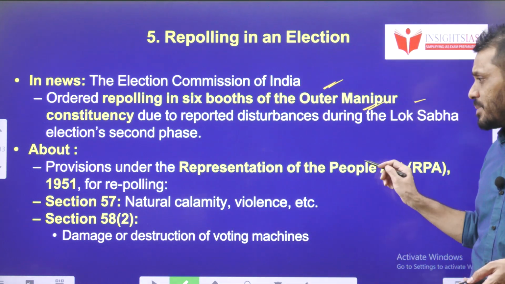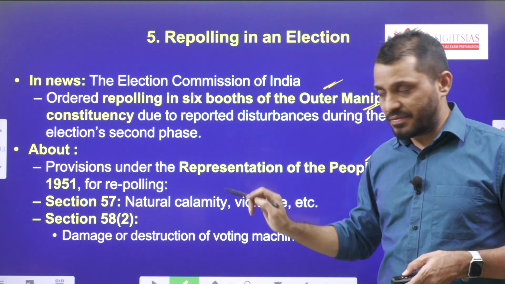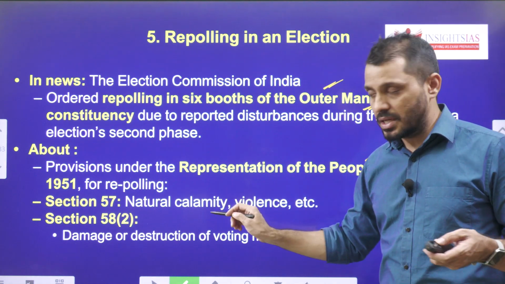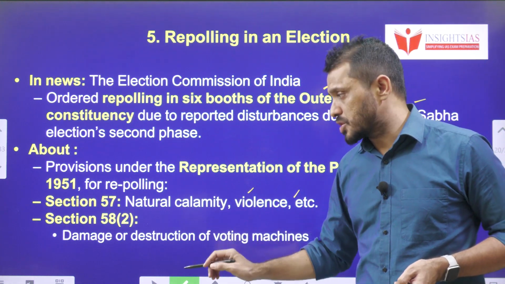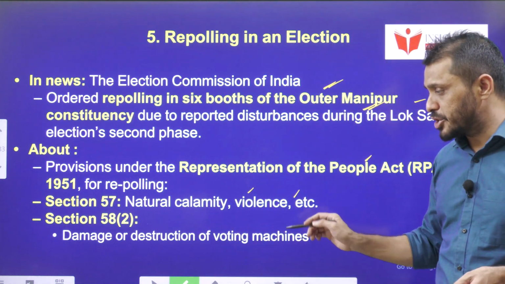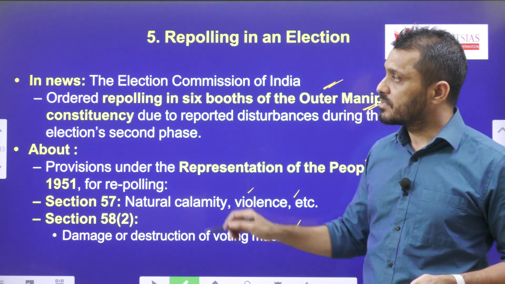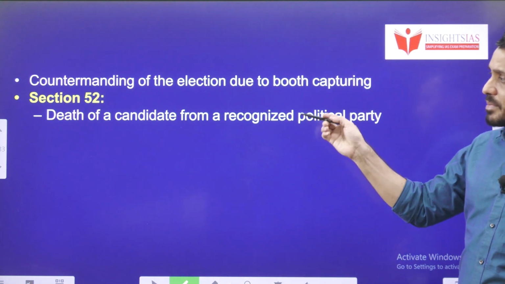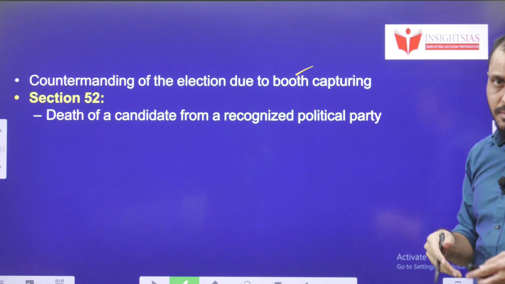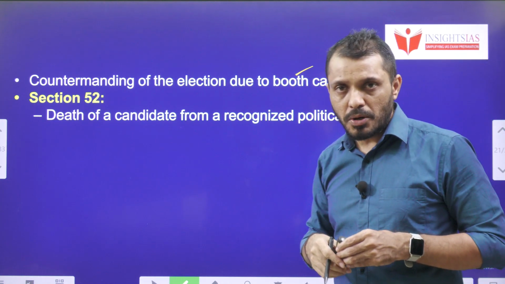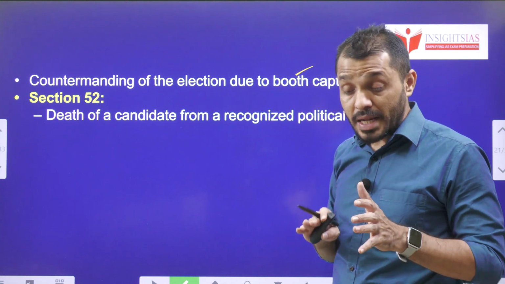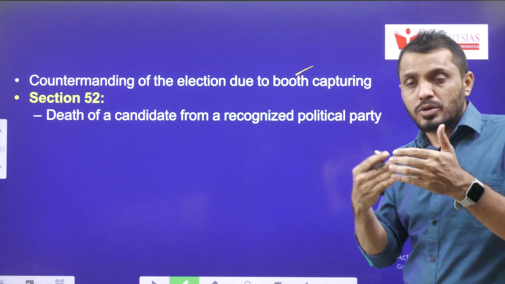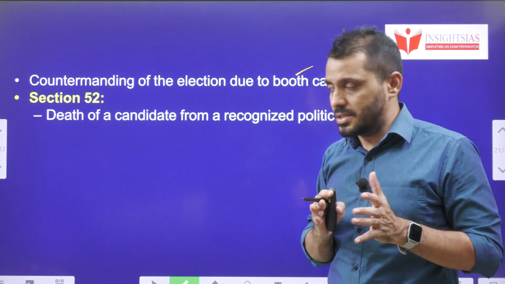According to the Representation of People Act 1951, Section 57, repolling will happen due to natural calamity and violence. Section 58 clause 2, repolling due to damage or destruction of voting machines or countermanding of the election due to booth capturing. Booth capturing means not allowing people to cast their vote in that particular booth, or else allowing their own people to vote, not allowing the others.